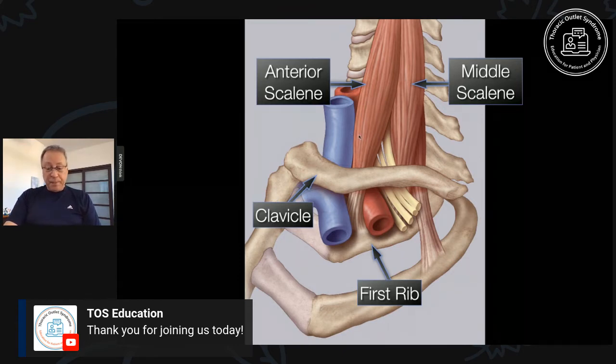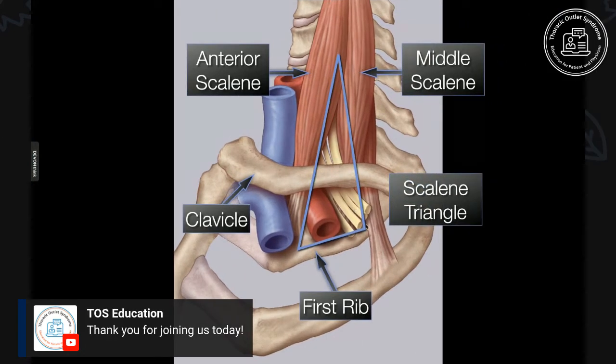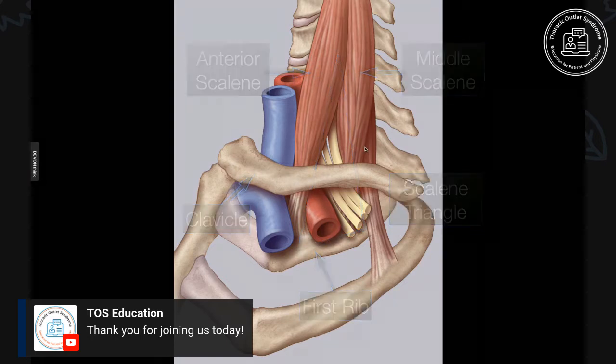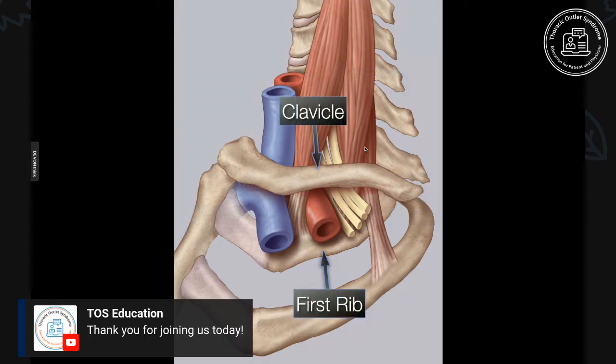Now, this is normal. What we're going to see here is the scalene triangle again. The base of it is the first rib. This wall or margin is the anterior scalene, and this wall is the middle scalene. Again, I want you to notice that the 2 structures that pass through the scalene triangle are actually going to be the subclavian artery and the brachial plexus, but the subclavian vein passes in front of the anterior scalene.